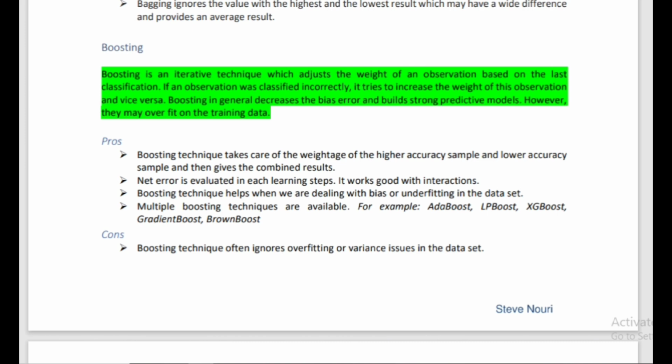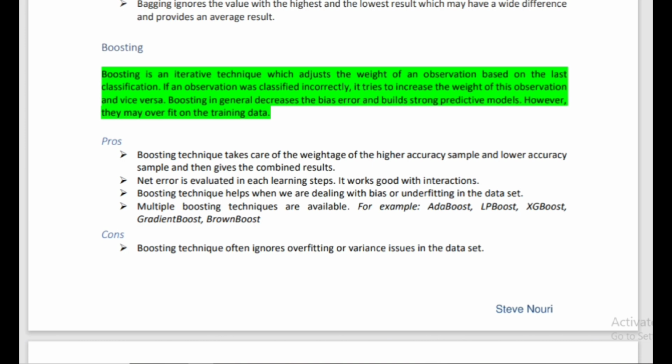Boosting is an iterative technique which adjusts the weight of an observation based on the last classification. If an observation was classified incorrectly, it tries to increase the weight of this observation and vice versa. Boosting in general decreases the bias error and builds strong predictive models. However, they may overfit on the training data.